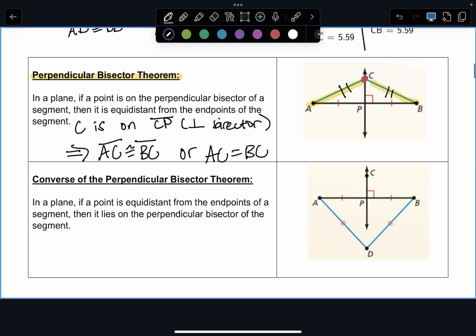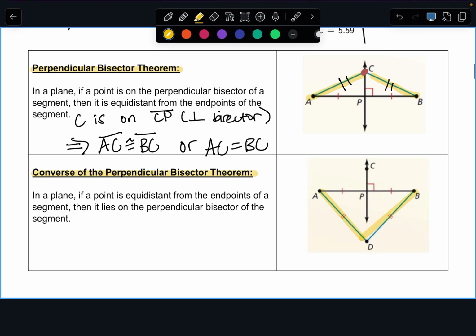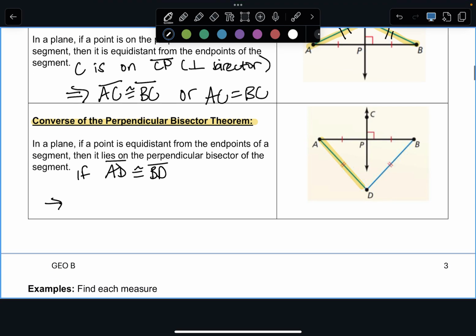The converse is also true. If these segments are congruent, so all I did was take this picture and flip it upside down, really. But if AD is congruent to BD, then D has to be on the perpendicular bisector.